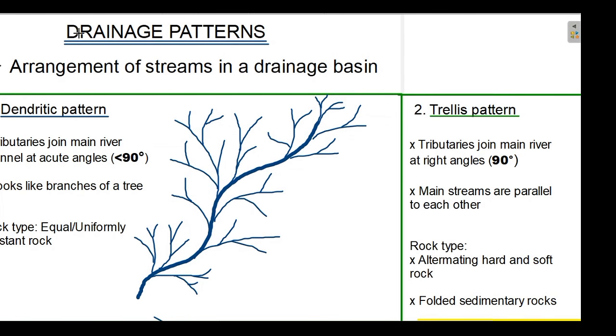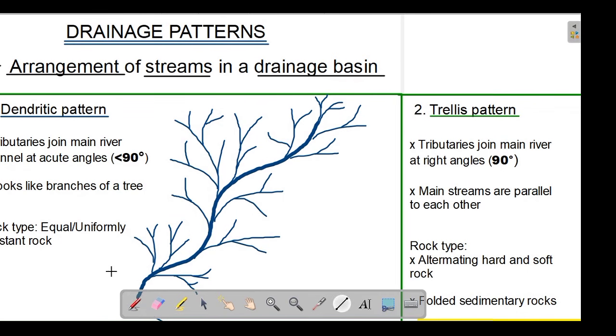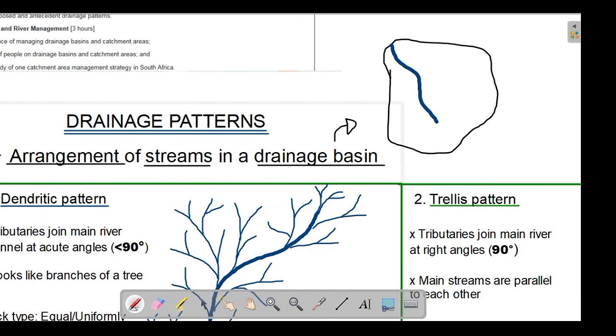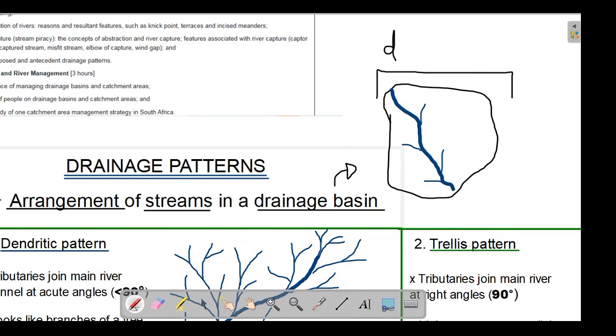Drainage patterns are simply the arrangement of streams in a drainage basin, okay? Remember, we said that a drainage basin is the area that is covered by a river system. A river system, we said, is the main river and its tributaries. And hence, this whole area, we would call a drainage basin. It's as simple as that.